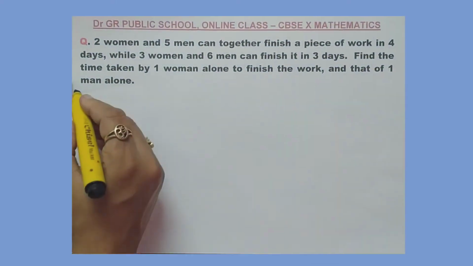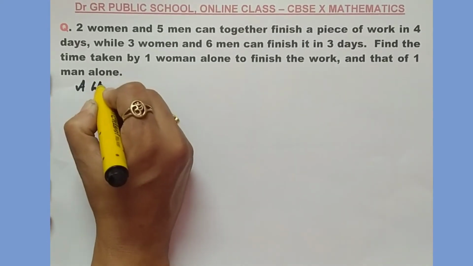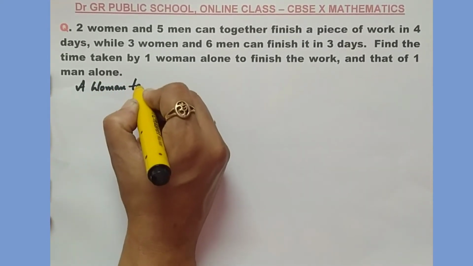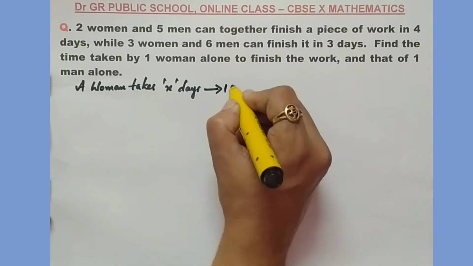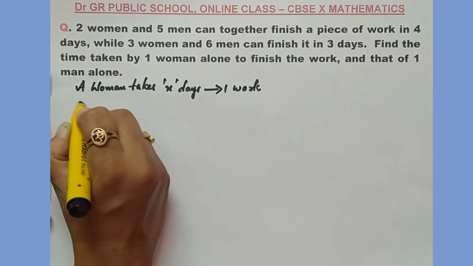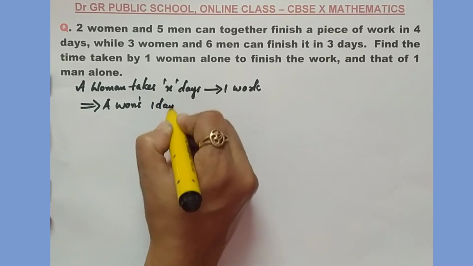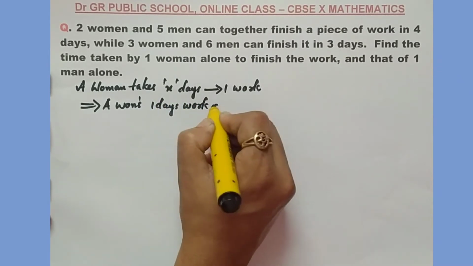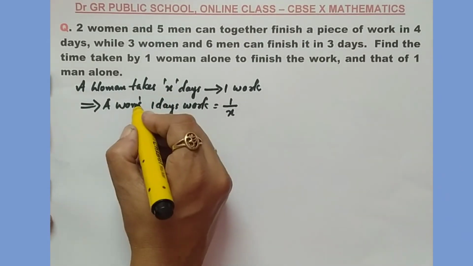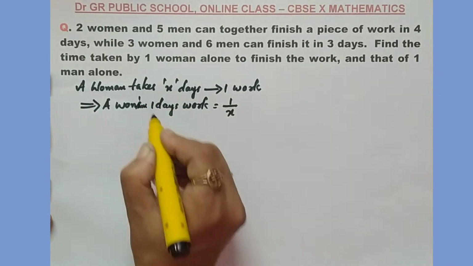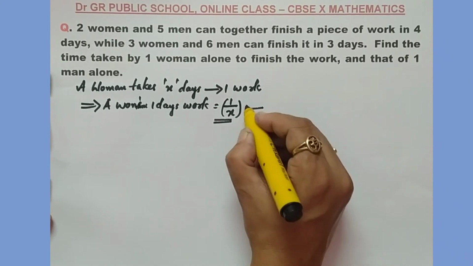Thus, I am going to suppose that a woman takes X days to complete one work, which implies a woman's 1 day's work equals 1 by X. Am I right? How does this X days become 1 day? A woman's 1 day's work equals 1 by X. This is the basic statement, remember.